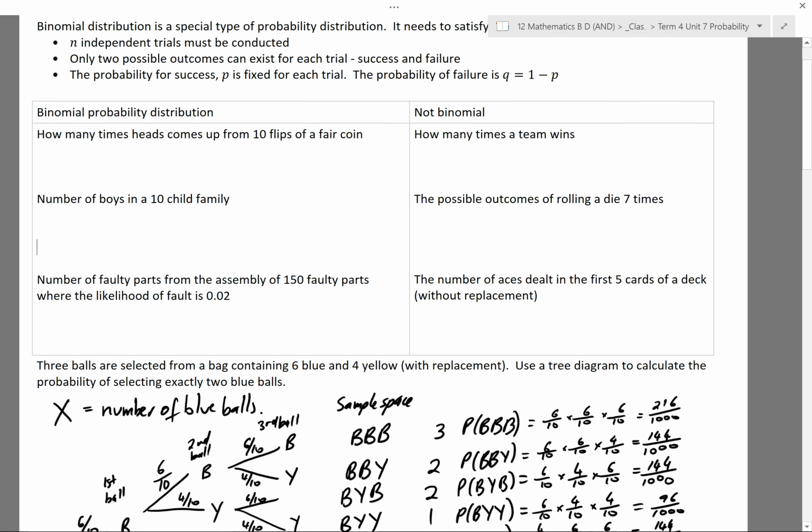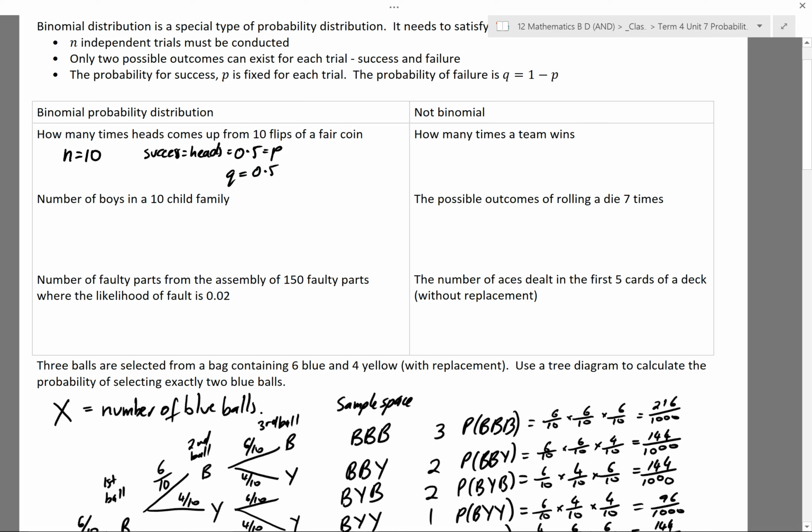So let's have a look first before we do anything, just to make sure we know what is and isn't a binomial probability distribution. So the first one, how many times a head comes up from n flips of a fair coin? Correction, from 10 flips of a fair coin. So the number of trials is 10. Probability of success would be getting heads, 0.5, which is p. q would be 0.5. Looks good.